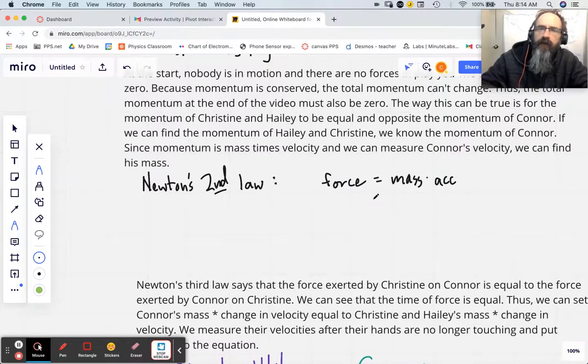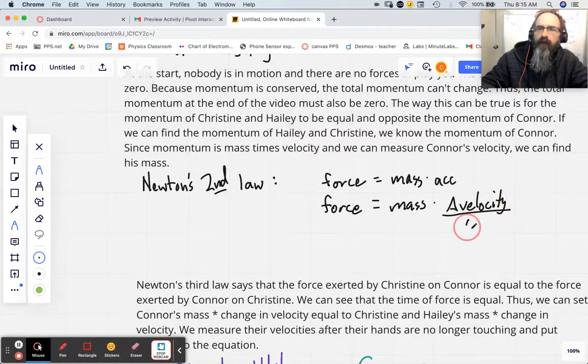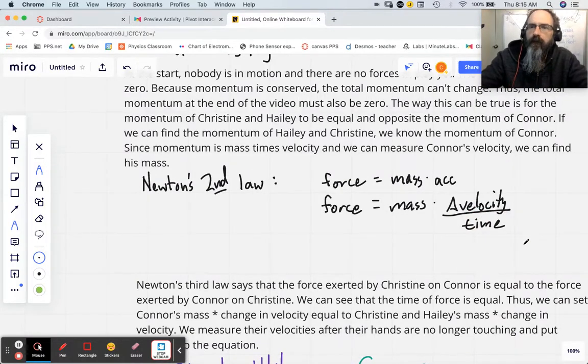So remember, Newton's second law says force equals mass times acceleration. Well, this is the same as saying force equals mass times, what is acceleration? It's the change in velocity over time. So if we consider that definition, we can rearrange the equation like this. We just replace acceleration with change in velocity over time. And now we can do a second step and say that force, we're going to multiply both sides by time.